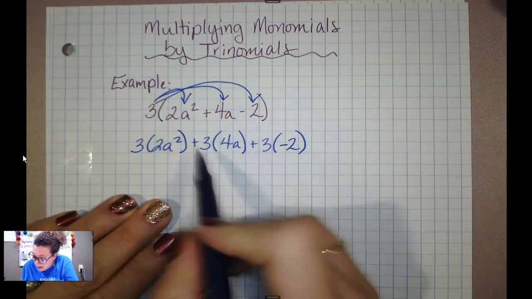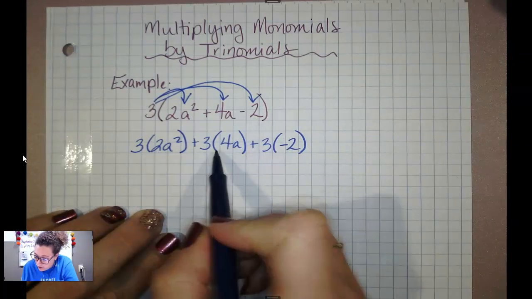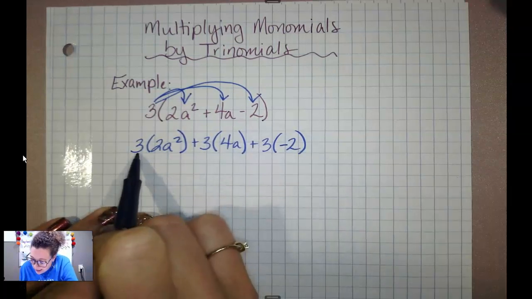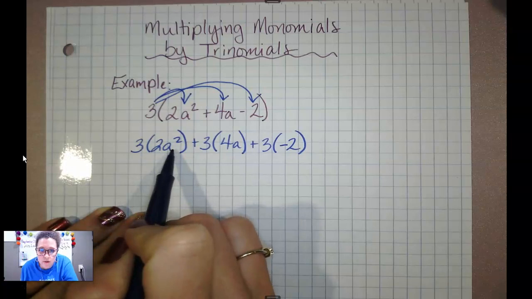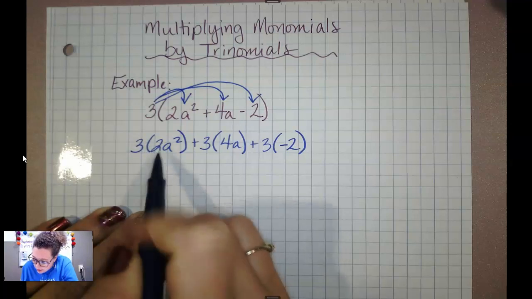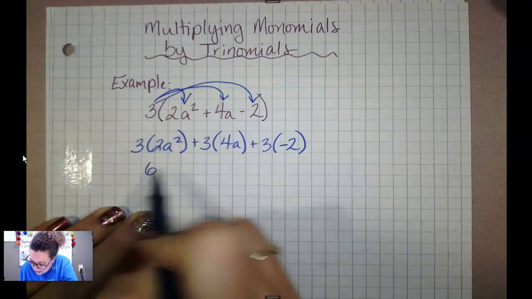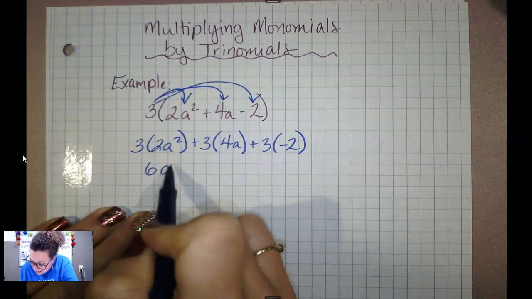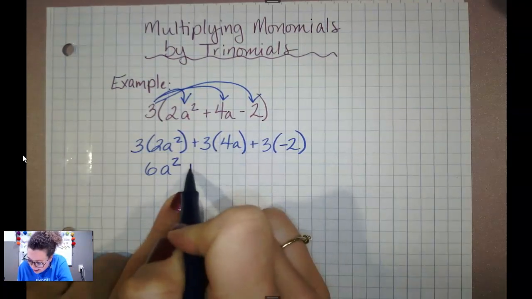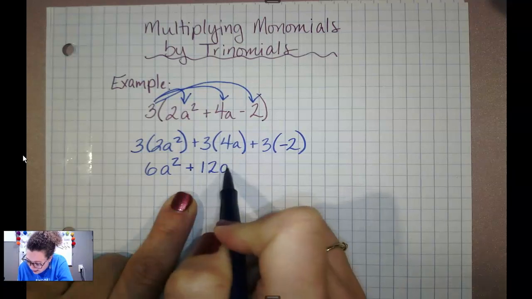So now I'm going to simplify. I have 3 multiplication problems that we need to solve. So 3 times 2a squared. If I think back to the video on multiplying a monomial by a binomial, it's the same idea. 3 and 2 can be multiplied together, 6, and then it's just going to be 6a squared. And then we have 3 times 4a, which is going to be 12a.